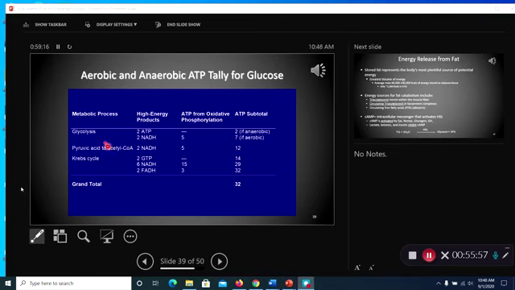So let's review glycolysis. I'll walk you through this, but you definitely need to be able to explain where these come from. Looking at the aerobic and anaerobic ATP tally for glucose, we'll start with glycolysis. I will start with the gross. The gross ATP production for glycolysis is 4 ATP. But because we burn 2 ATP in the initial phases of glycolysis, the net production is 2. So for one glucose molecule, we get 2 ATP.